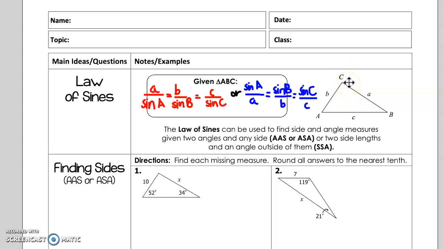Any one of those you can match up, set the two ratios equal, and solve for any part of the unknown. The converse is also true, sine of angle A over side a, so it doesn't matter what order you put them in. It just depends on the type of problem that you're working with, and I'll explain that a little more when I go to the examples page.